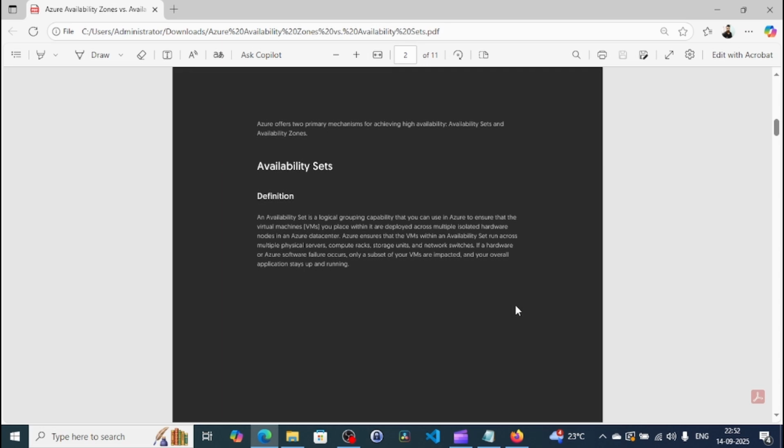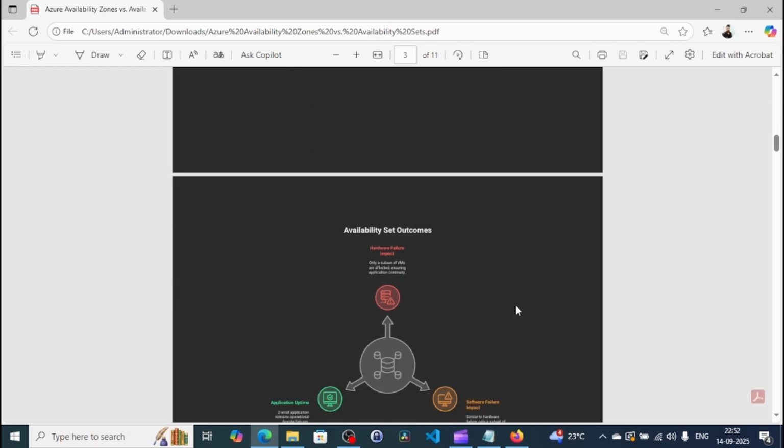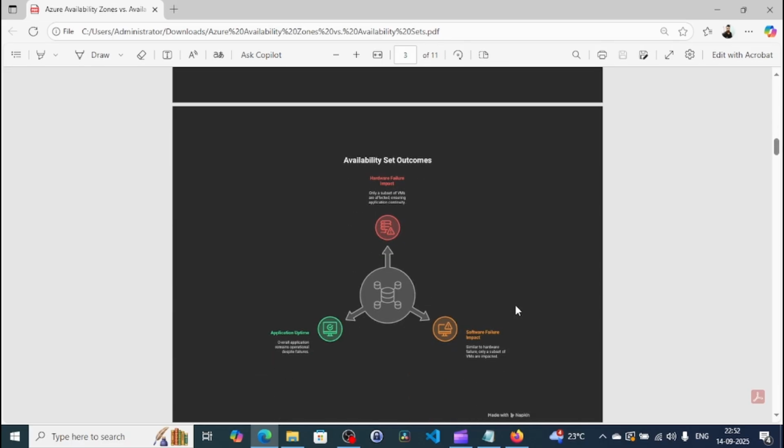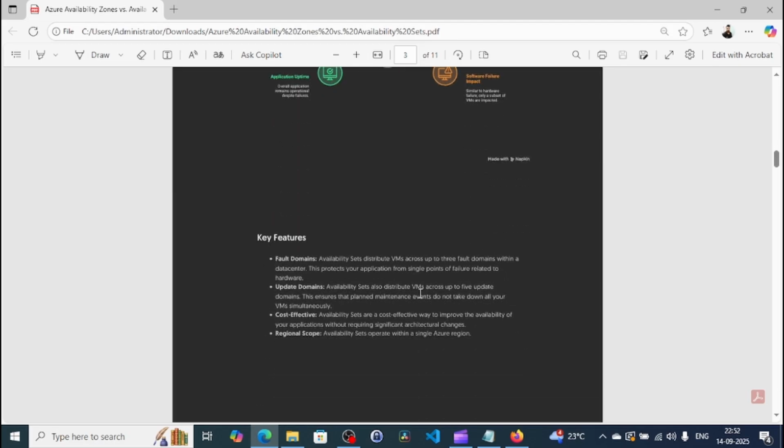Now let's understand what is availability sets. An availability set is like a safety net inside a single Azure data center. When you create VMs, Azure makes sure that your virtual machines are spread across multiple fault domains and update domains. Now let's discuss its key features. Fault domains consist of up to 3, meaning your VMs won't all sit on the same rack. Update domains consist of up to 5, meaning when Azure does patching, not all VMs go down at once.